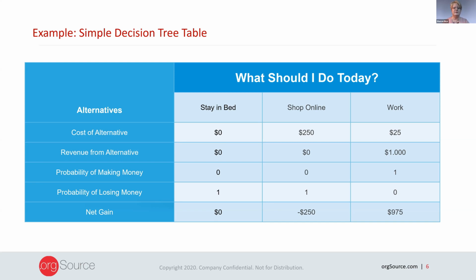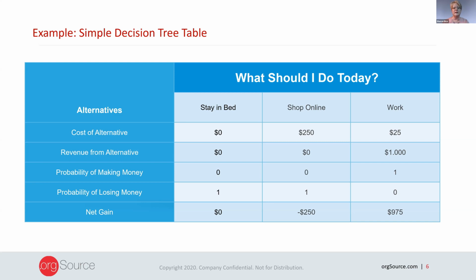The probability of me making money if I stay in bed is 0. There's a 0% chance that I'm going to make any money. The probability of making money if I shop online is 0. 0% chance I'm going to make money shopping online. But the probability that I'm going to make money if I go to work is 100%. And we represent these probabilities so that they should all equal 1.